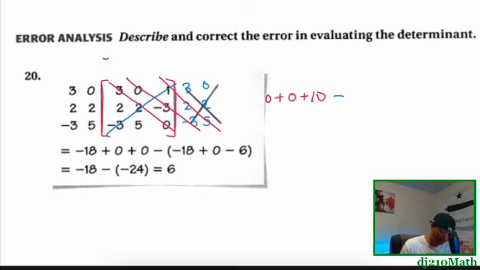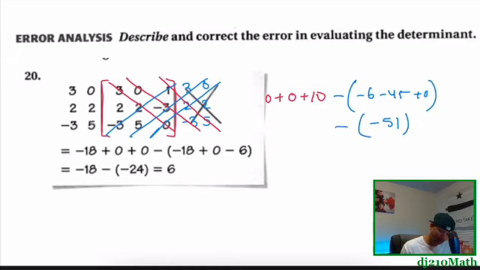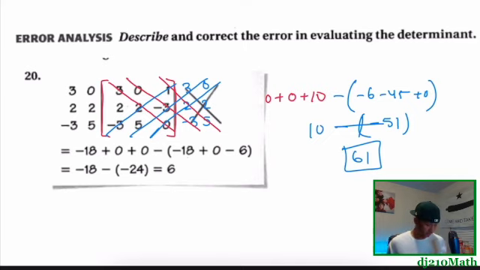So how do we want to do this? Do it the way they were doing it? Sure, why not? Negative 6. This is going to be negative 9 times 5, negative 45, and then 0 plus 0. You'd get negative 51. 10 minus negative 51, which is basically plus. So 61. That would be the determinant. Okay, so they wrote it wrong. They didn't listen to me and use the other method.